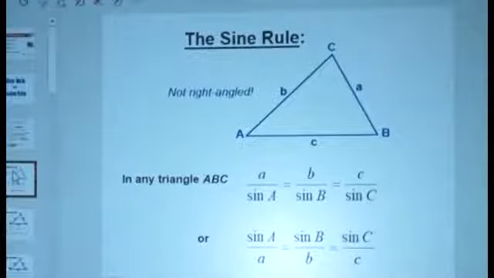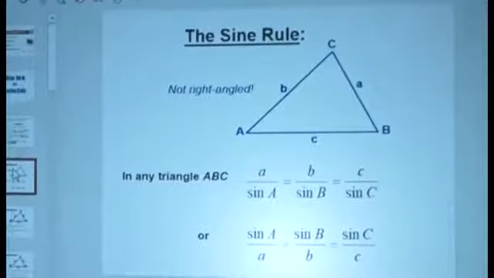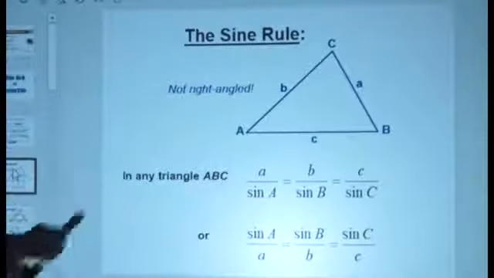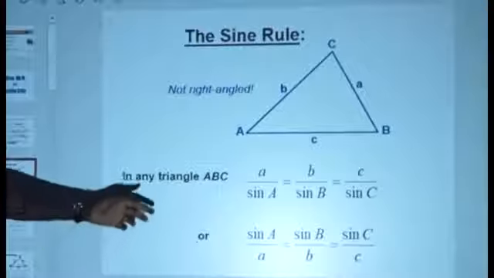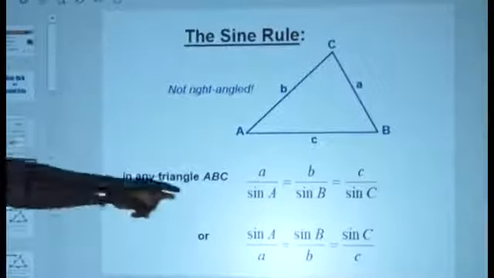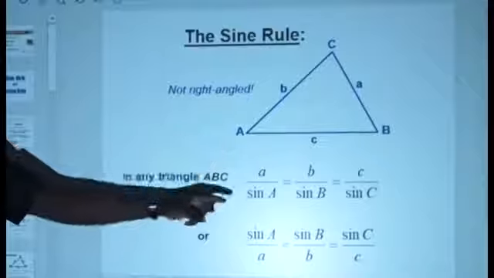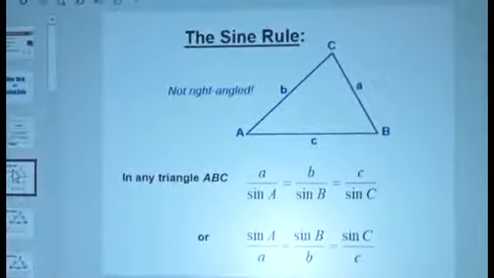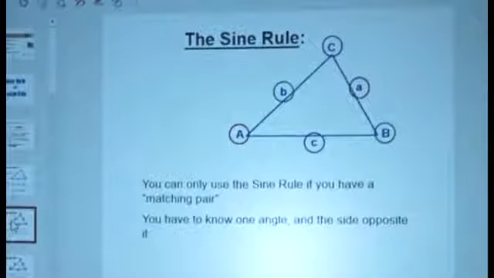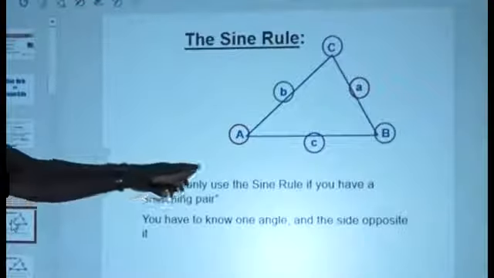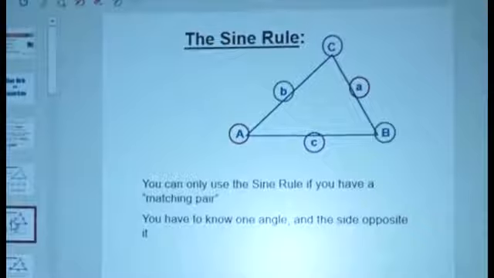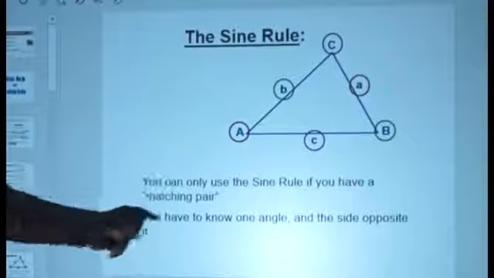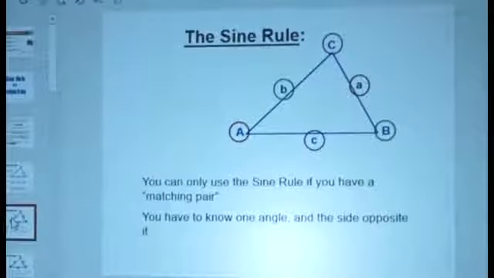a over sine A, b over sine B, c over sine C. Or you may have it as sine A over a, equals sine B over b, equals sine C over c. When we have it in that order, the sine rule, you can only use the sine rule if you have a matching pair. And what does that one mean? You have to know one angle and the side opposite it.